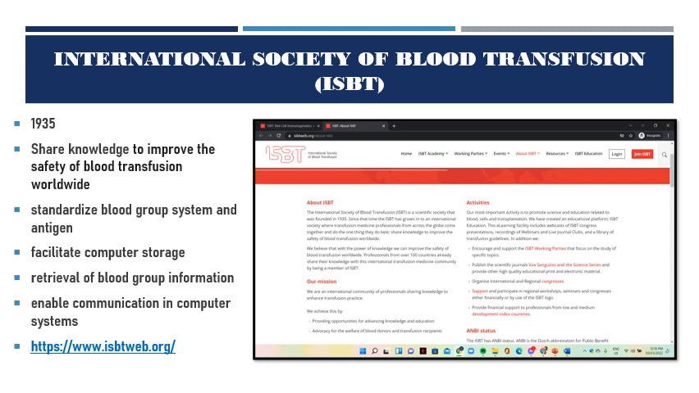The ISBT is a scientific society that was founded in 1935. Since 1935, the ISBT has grown into an international society where transfusion medicine professionals from across the globe come together to share knowledge to improve the safety of blood transfusion worldwide. So this is the link for their website, and they offer courses. So if you're interested in enrolling, just visit this website.